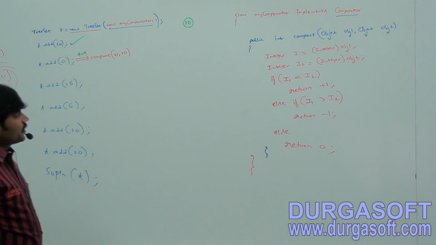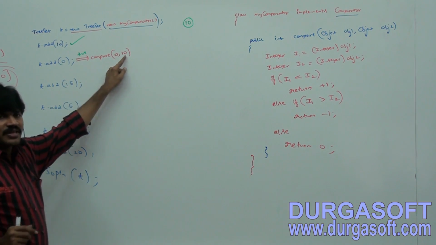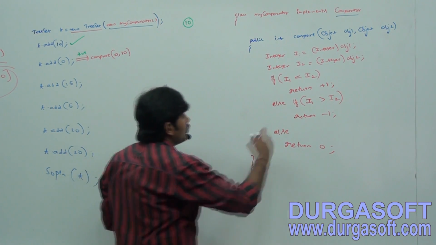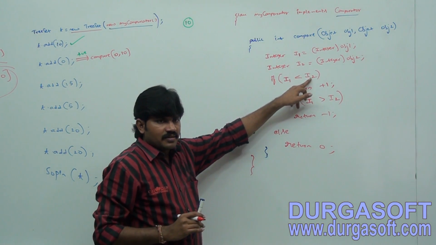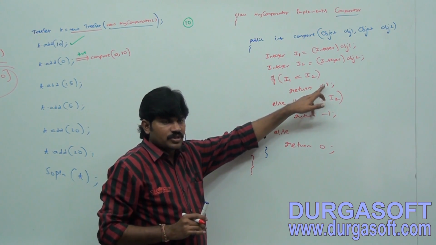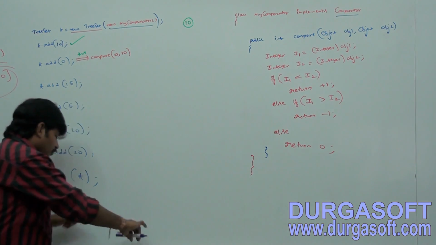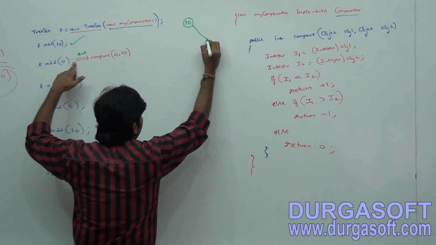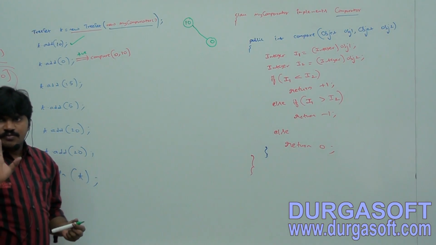Now observe a bit carefully. Now listen. Sir, compare of 0, 10. What is the I1 value? 0. What is the I2 value? 10. 0 less than 10 or not? Yes. Return what? Positive. If it is positive, 0 should come where? After. That's why immediately 0 will be placed after this. Now clear for all of you at the first element.